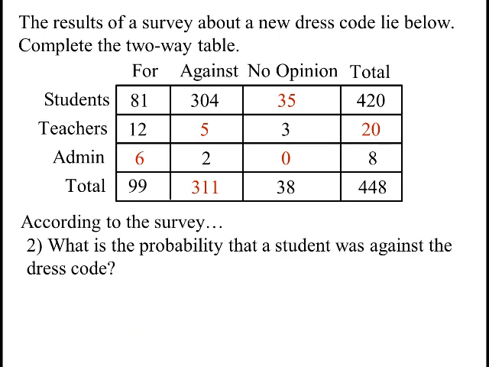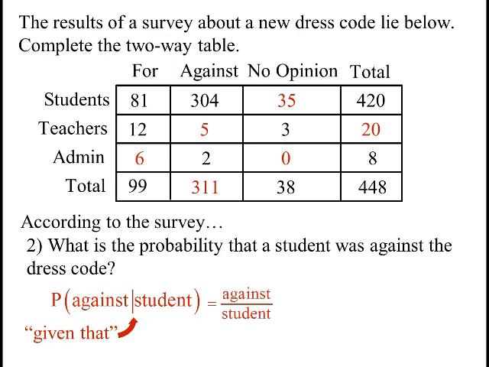Okay, different problem. What is the probability that a student was against the dress code? Okay, so I interpret this as what's the probability they were against the dress code given that they were a student? It sort of flips in the wording there. But you're only looking at the students, 420. How many were against? So 304 out of 420, 72.4%.